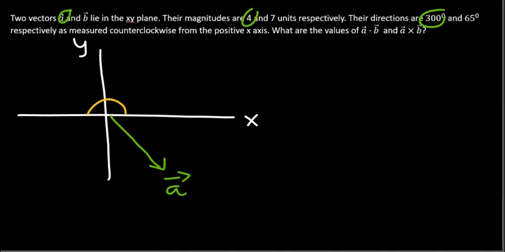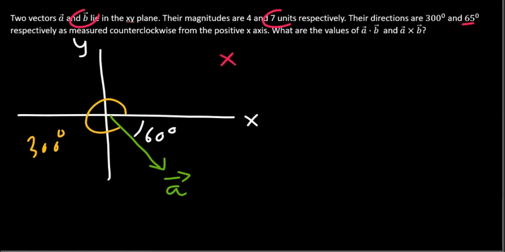We note that is 300 degrees. That means this is 60 degrees. Now let's look at vector B. Vector B has a magnitude of 7 units and direction is 65 degrees. So that means it lies in the first quadrant. And it will go somewhere like that. So that is vector B. Note that this angle is 65 degrees.